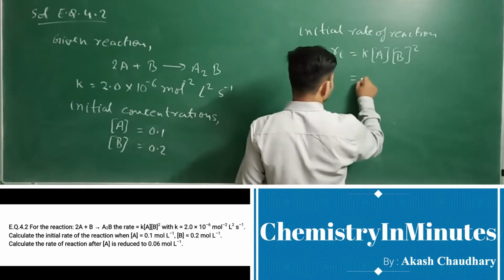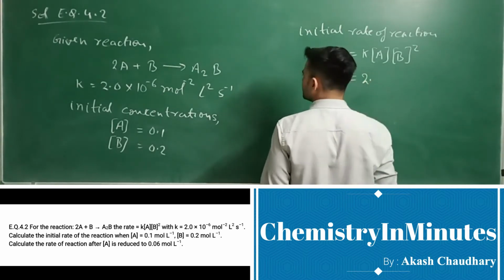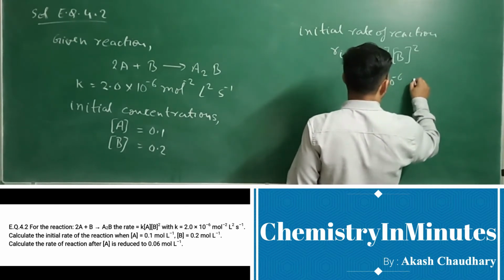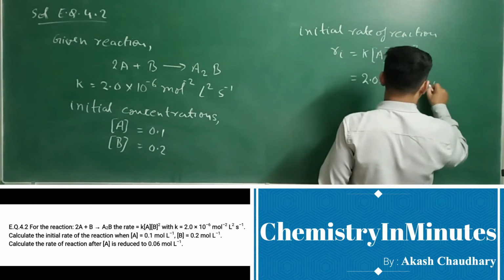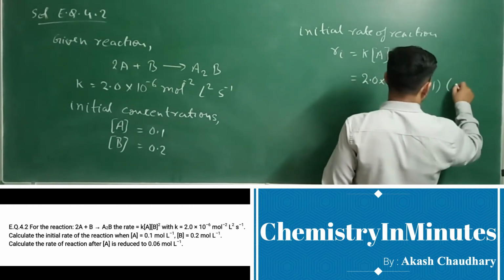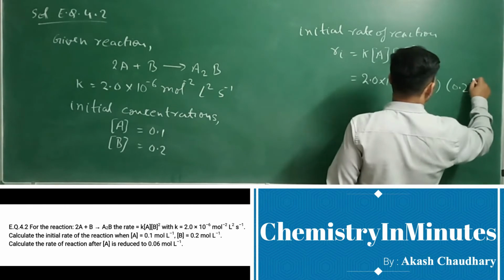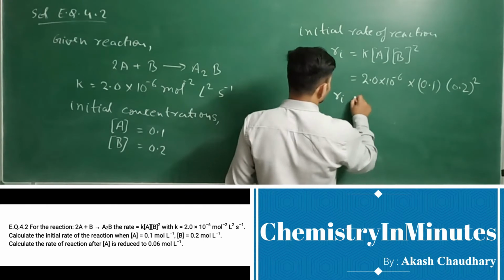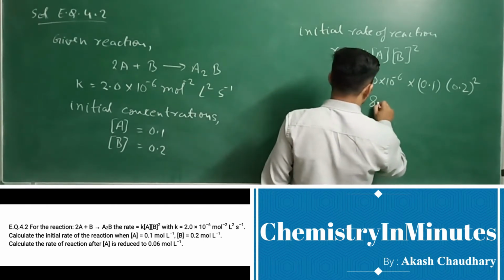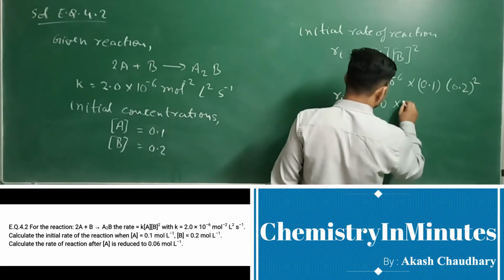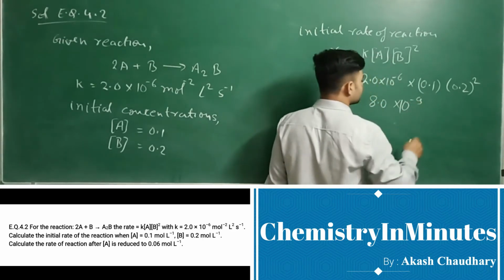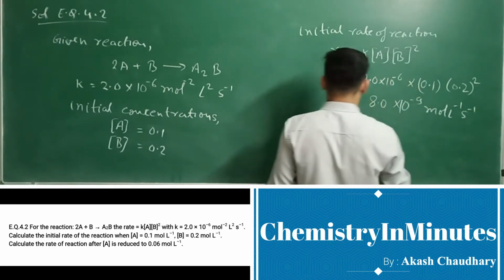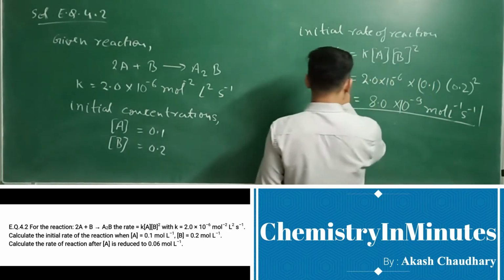Now put the values. 2.0 into 10 raised to the power minus 6 into 0.1 into 0.2 square. From here Ri is equal to 8.0 into 10 raised to the power minus 9 mole per liter per second. So this will be the initial rate of reaction.